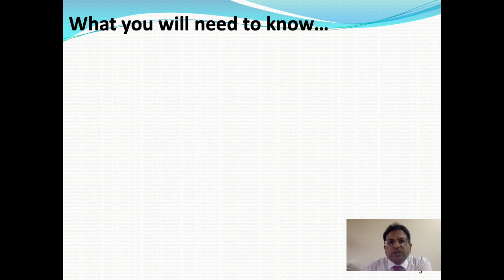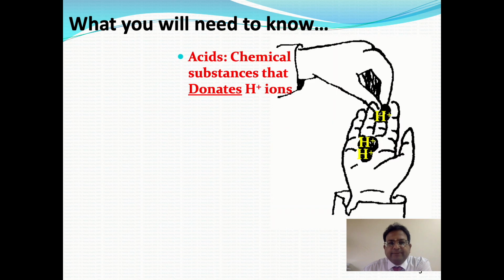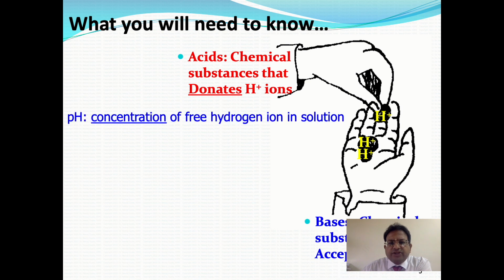In order to learn this concept, you will need to know about pH, acids, and bases. Acids are chemical substances that donate hydrogen ions, and bases are chemical substances that accept hydrogen ions. And pH is a measure of the concentration of free hydrogen ions in a solution.